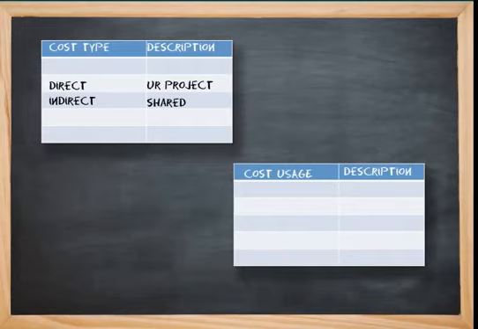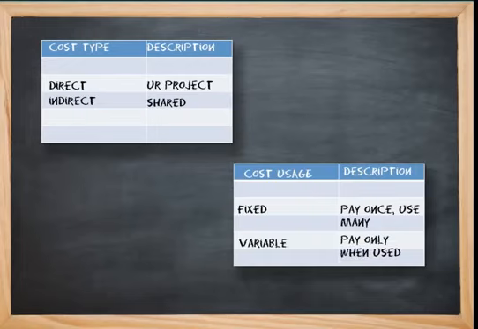So let's talk about cost usage. The first is fixed. This is where you pay for it once, use as much as you want. An example is a fixed price contract to develop product logos to be used for your product being developed. And variable cost usage is where you pay only when you use it. An example of that is contract testing effort for as long as it takes for the project to be completed.